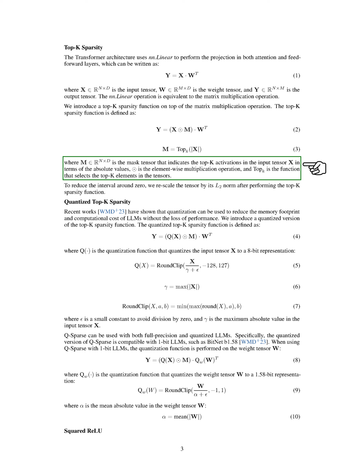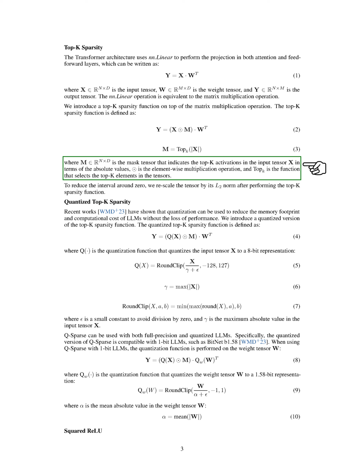We also present a quantized version of the top K sparsity function, which reduces memory usage and computational costs without sacrificing performance. This quantized function converts the input tensor into an 8-bit representation, ensuring that we avoid division by zero by incorporating a small constant. Q-Sparse can be applied to both full precision and quantized LLMs. Specifically, when using Q-Sparse with 1-bit LLMs, we perform quantization on the weight tensor to achieve a 1.58-bit representation.